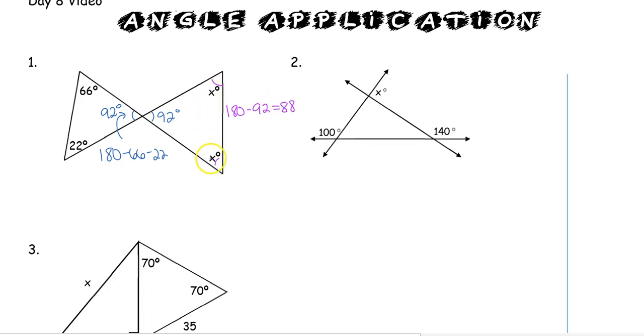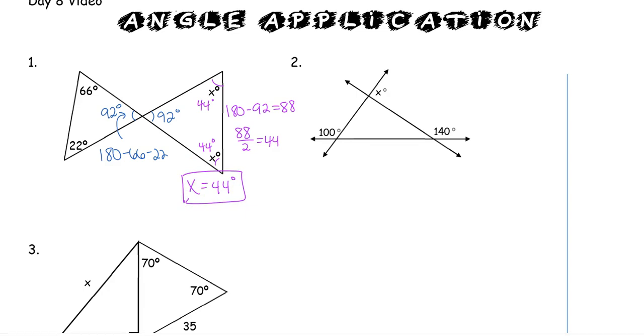I have 88 degrees left for those two remaining angles, so I divide 88 into two congruent angles of 44 and 44. Because they are congruent, I could divide them into two equal pieces, which allows me to find that x is going to be equal to 44 degrees.